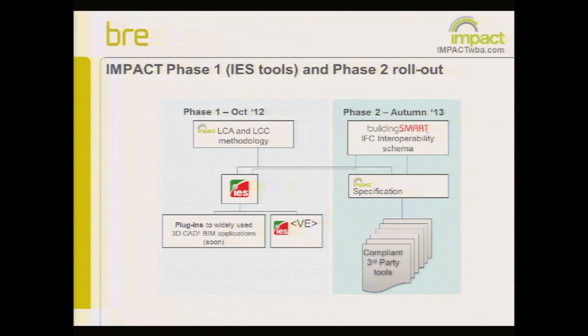But then phase 2, which we're working on now, is where we're producing a written specification that contains all the formulas and rules required to make a tool Impact compliant. And that's written really for software developers to make their own Impact compliant part of their software, if you like. And this means that the Impact compliant tools will be giving the same results. There'll be comparability. It's really the kind of standard we're looking for in the industry for being able to compare building performance. So that's the future.